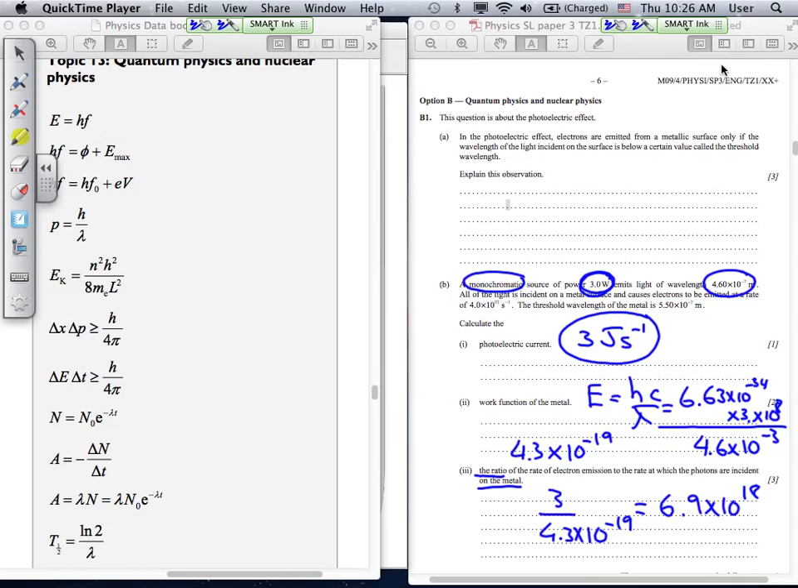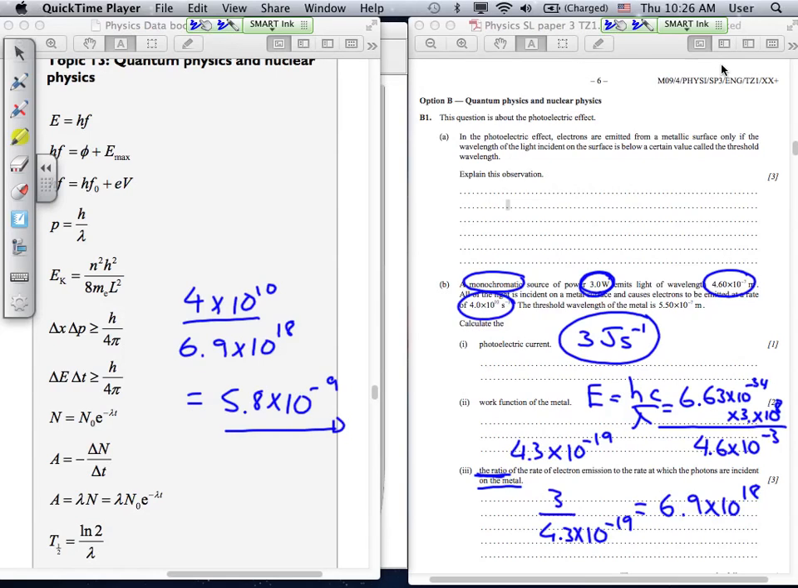Then we're looking at the ratio. The emitted amount is 4 times 10 to the 10, and we're going to divide that by 6.9 times 10 to the 18, and you'll get a final value of 5.8 times 10 to the negative 9, and that would be the ratio between the two.